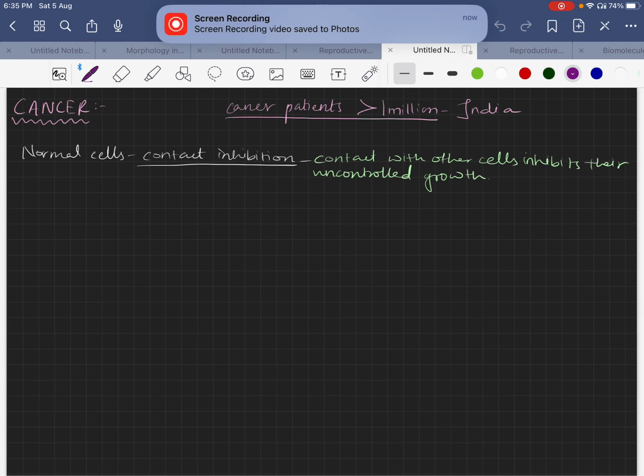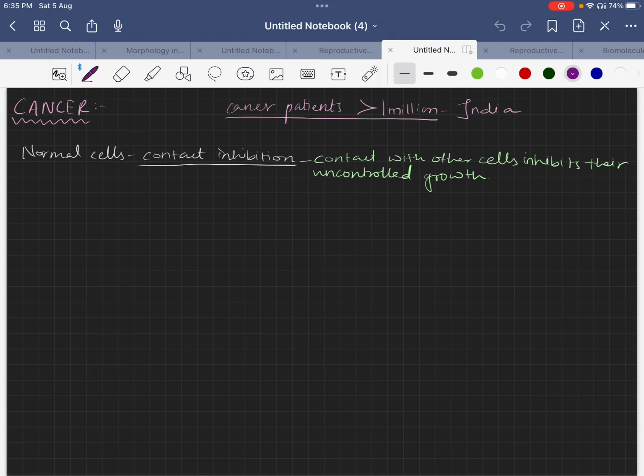Okay, cancer. Cancer is a subtopic in human health in 12th bio, so we'll be studying that today. Cancer is one of the most dreaded diseases of human beings and is a major cause of death all over the globe. More than a million patients suffer from cancer each year, and a large number of them die annually.